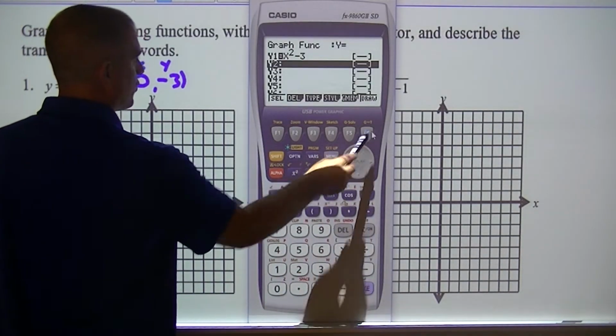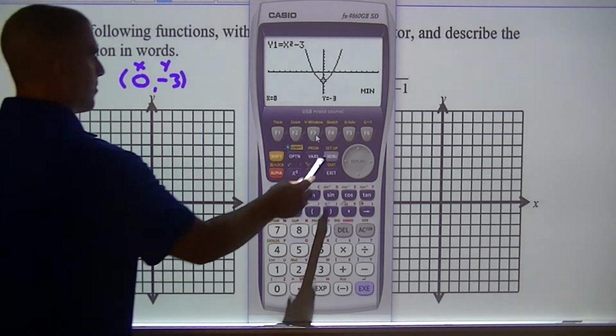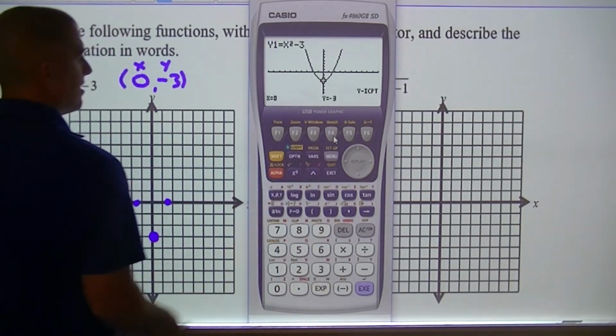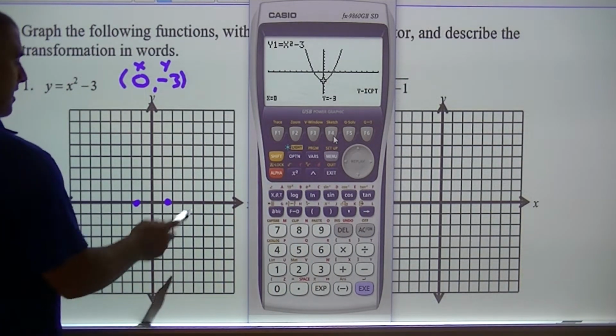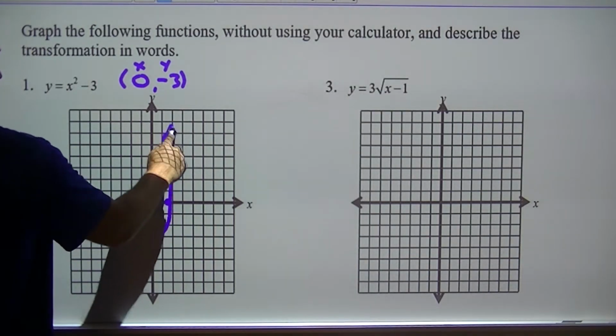Then you hit exit and draw to redraw it. GSolve minimum, 0, negative 3, I've already graphed that. GSolve y-intercept, I've already graphed that. So I've graphed all those. All right, I make a similar shape through the points.